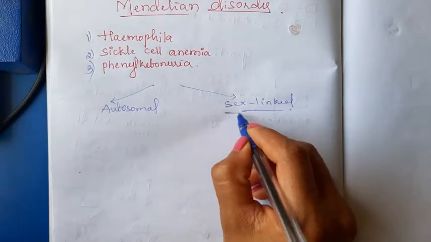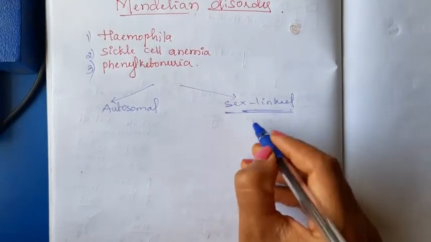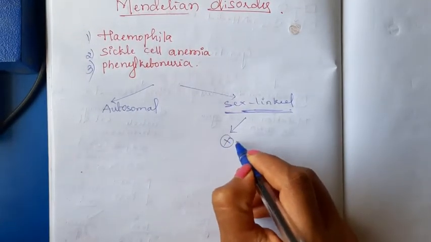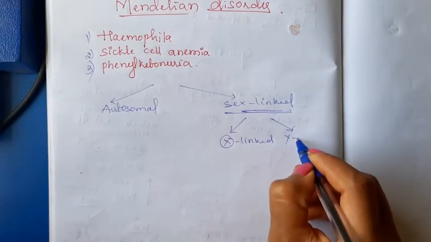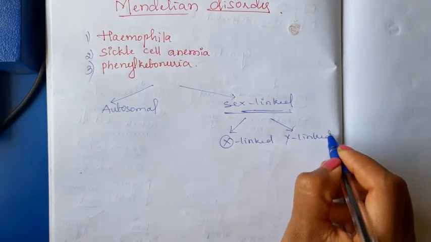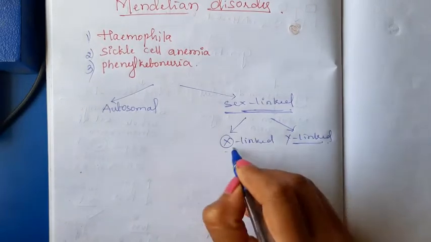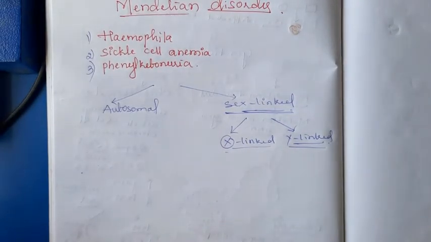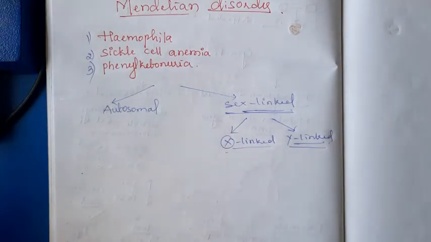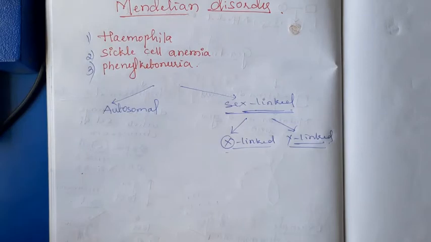Any change in the sex chromosomes, like X-linked and Y-linked. X-linked diseases and Y-linked diseases. Any change in the X chromosome causes the X-linked disorders. Any change which occurs in the Y chromosome causes Y-linked disorders.